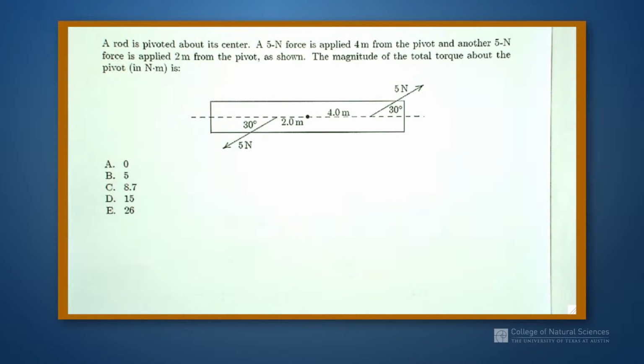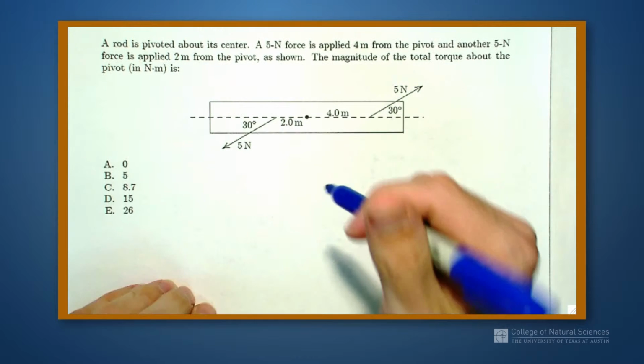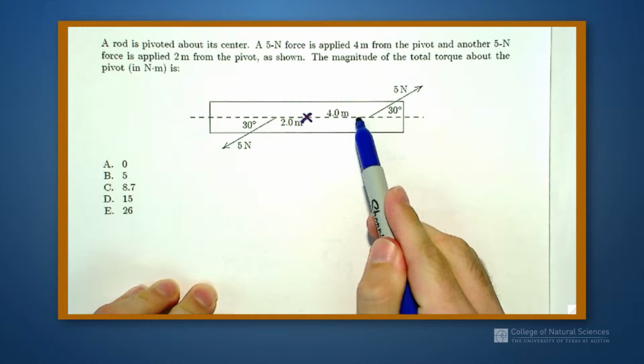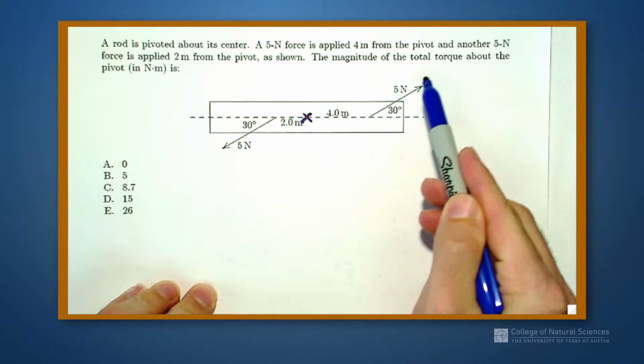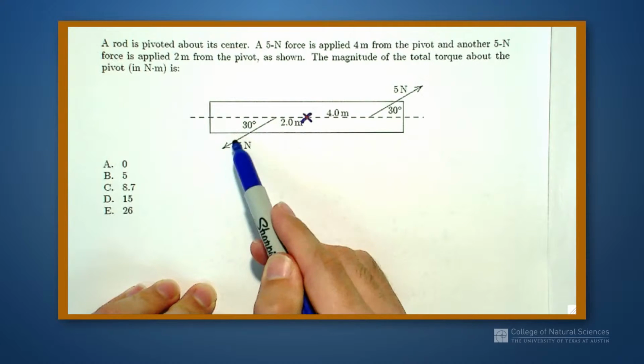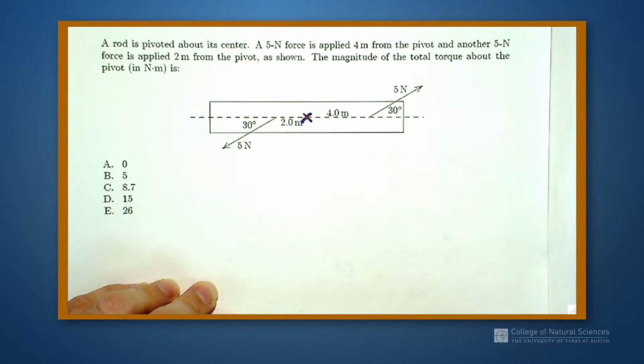All right, let's take a look at this problem. It says that we have a rod that's pivoting about its center, right there. We have a 5 Newton force applied 4 meters away at an angle of 30 degrees, and we have a second force of 5 newtons applied 2 meters away as shown. What's the magnitude of the total torque of the pivot?